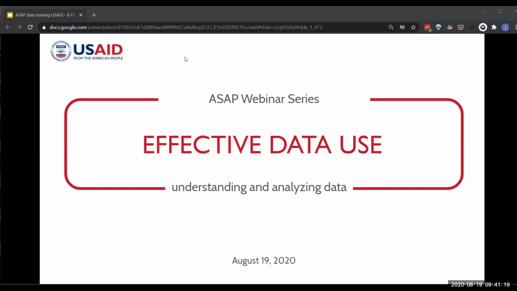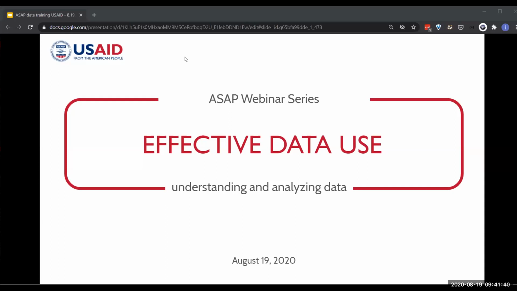You can look at the data in a way that makes sense for your program, because you as an implementing partner will have different needs than me as a person on the strategic information team at headquarters. Now, we both will be looking at the same data. We might be looking at it in different ways. So as I said, this is our attempt to show you how headquarters reviews the data.